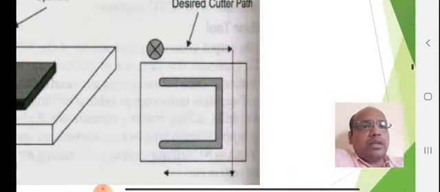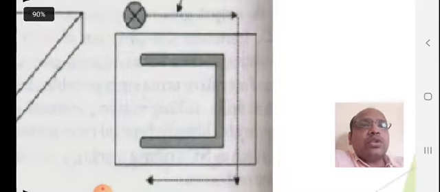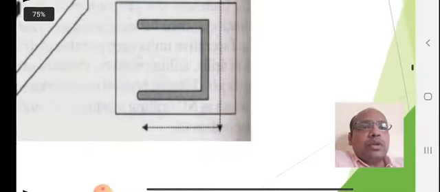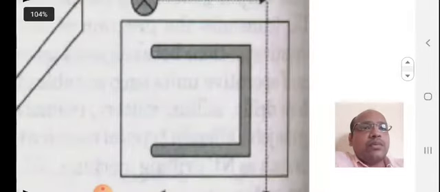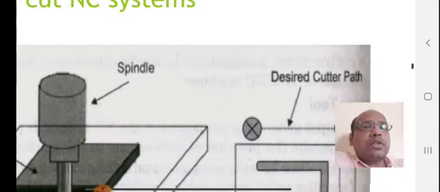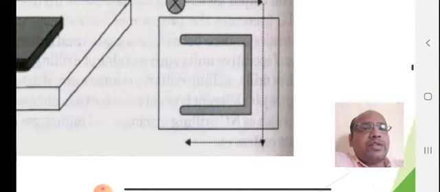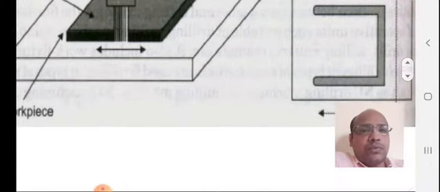So you can see here the direction of milling tool, the direction in which it moves, that is shown in this diagram. So this tool moves from this location to this location in a direction of cut. So milling operation will happen from straight cut NC system because the tool is going to move in a straight direction along the surface of the workpiece.